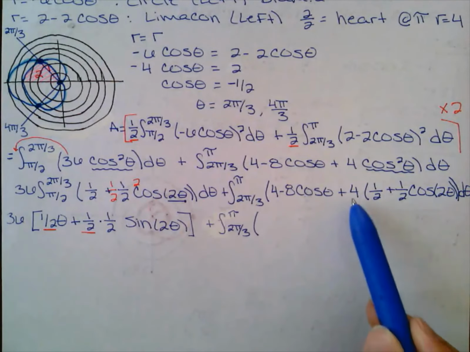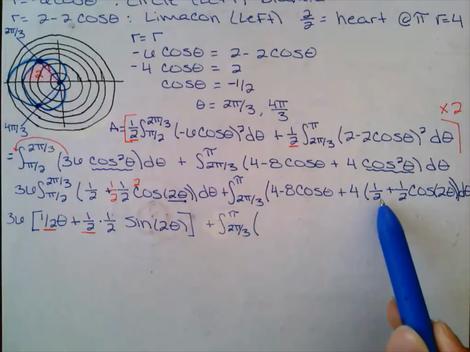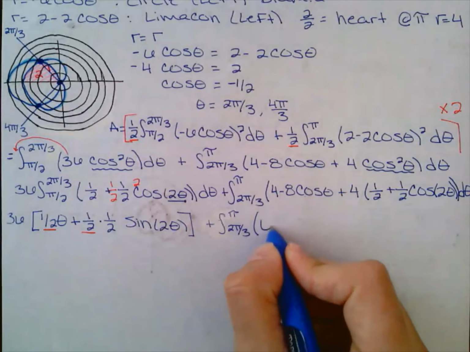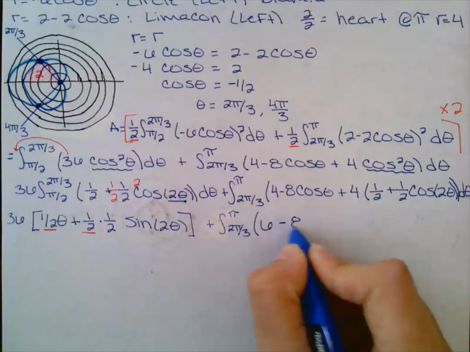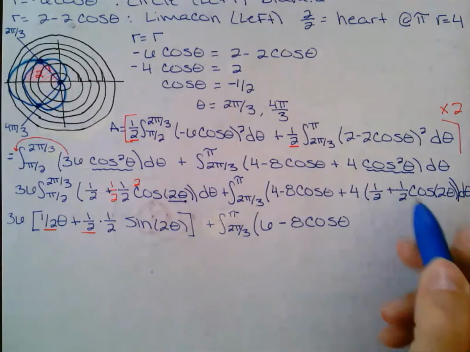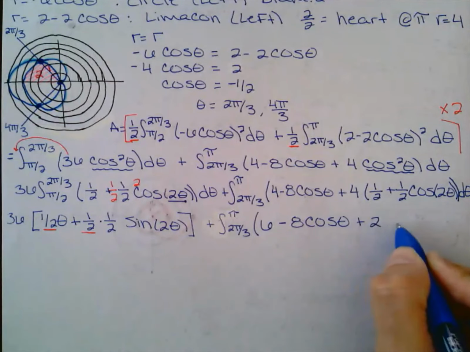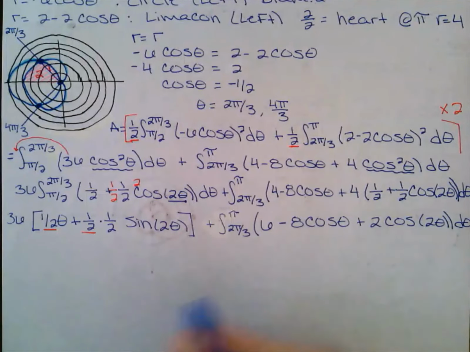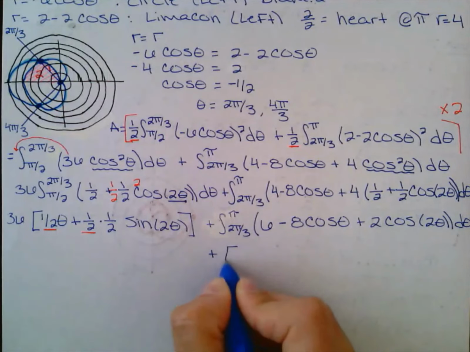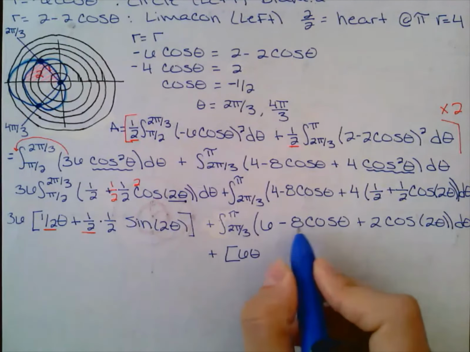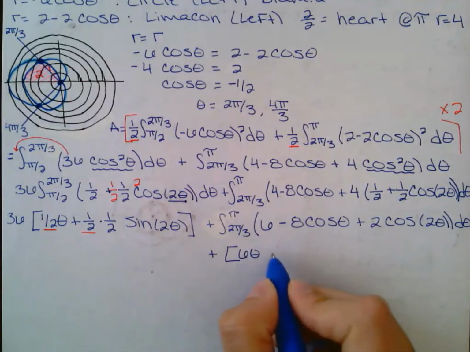When I consider distributing this 4 times 1/2 is 2, and then 4 plus that 2 is going to give me 6. I can write minus the 8 cosine of theta, and then that 4 times that half is going to be plus 2 cosine of 2 theta. Now here, I have a nice antiderivative to work with. I have 6 theta. Bring down your coefficient of 8. Antiderivative of cosine is sine.